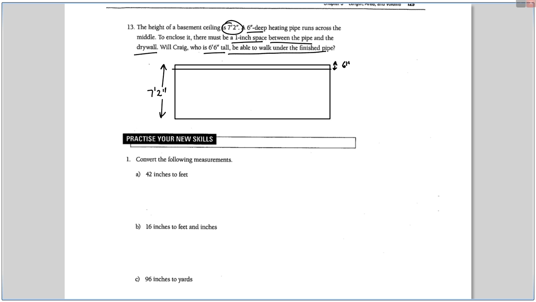And to enclose it, there must be a 1-inch space between the pipe and the drywall. So basically just add another inch to that. So it's a 7-inch drop from the ceiling. So Craig, who's 6 feet 6, will he be able to walk in this room without hitting his head? So 7 foot 2 inches, and you need to subtract 7 inches because of this pipe.